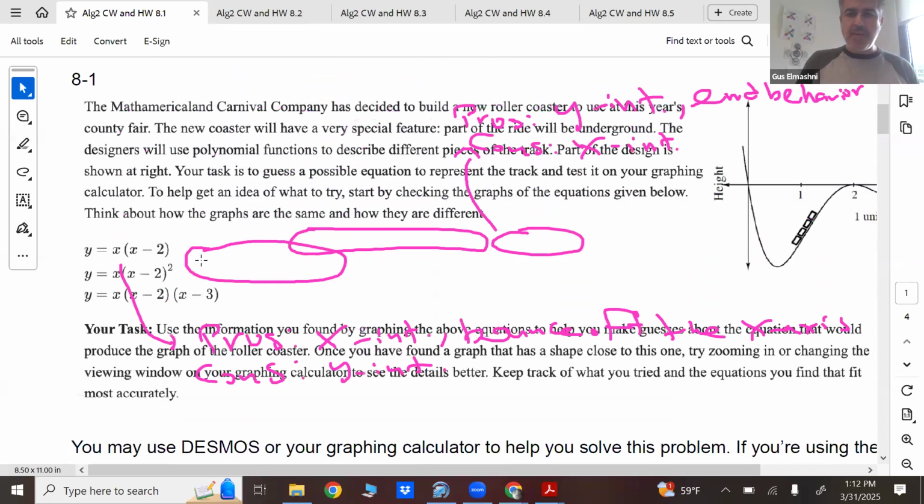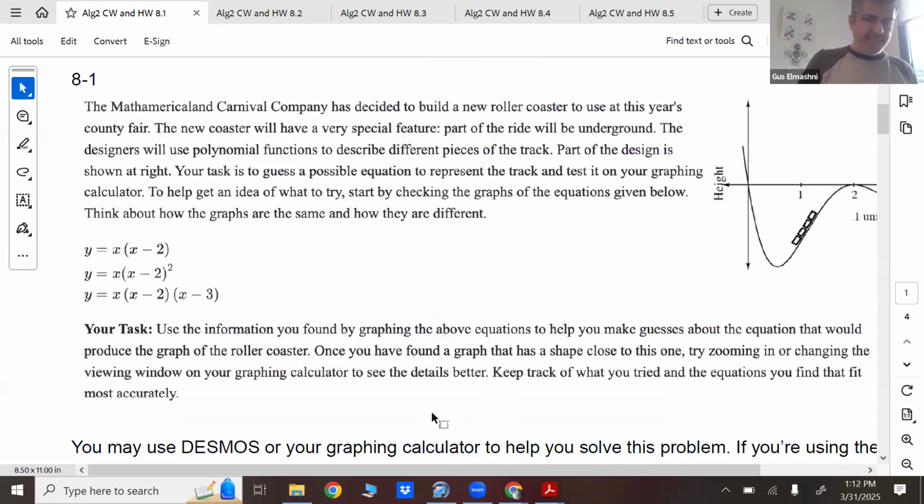So now we're going to do the activity together. Alexander, can you read the next one, please? Which is the Mathemerica land? I can't even pronounce that. Carnival Company has decided to build a new roller coaster to use at this year's county fair. The new coaster will have a very special feature. Part of the ride will be underground. The designers will use polynomial functions to describe different pieces of the track. Part of the design is shown at right.